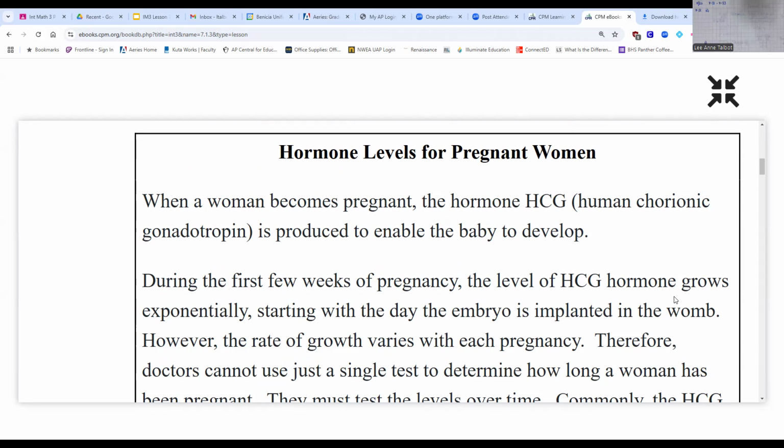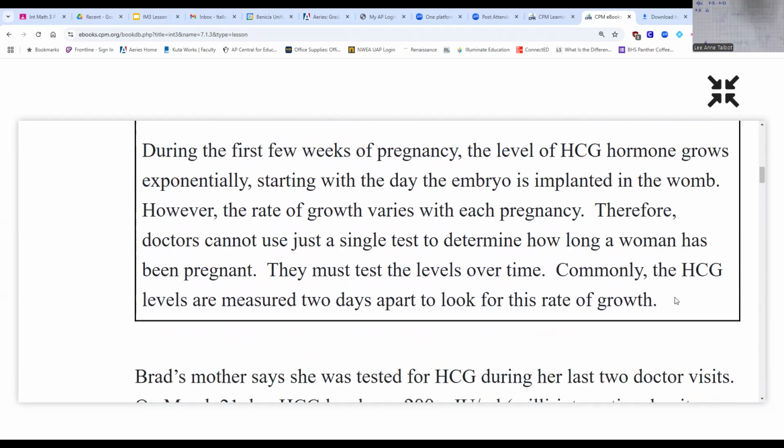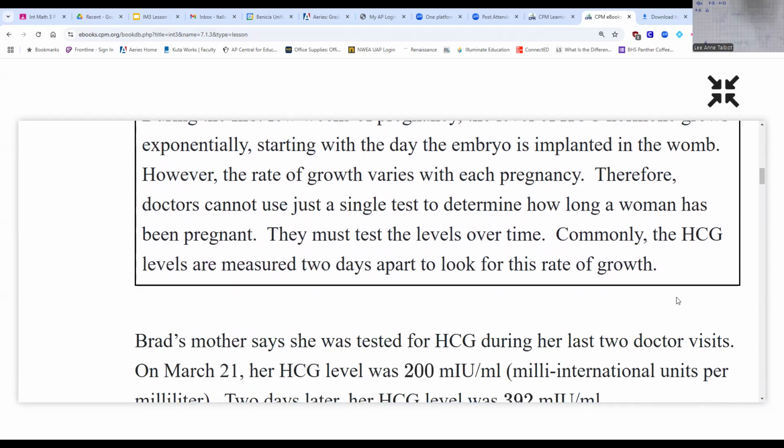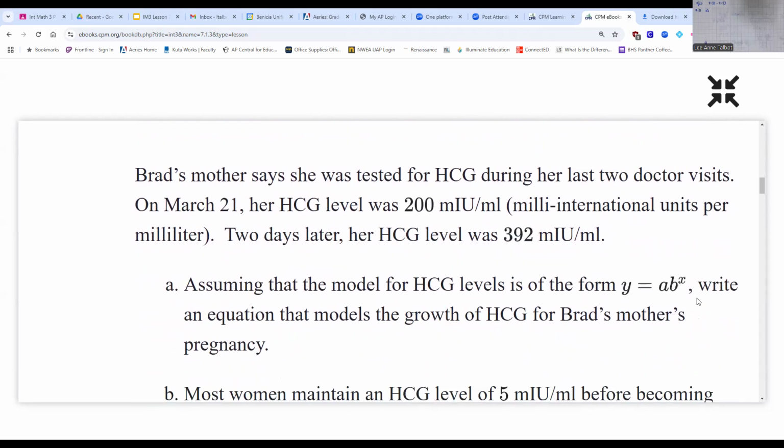However, the rate of growth varies with each pregnancy. Therefore, doctors cannot use just a single test to determine how long a woman has been pregnant. They must test the levels over time. Commonly, the HCG levels are measured 2 days apart to look for this rate of growth. Brad's mother said she was tested for HCG during her last 2 doctor visits. On March 21st, her HCG level was 200 milli-international units per milliliter. 2 days later, her HCG level was 392 milli-international units per milliliter. Yeah, I don't have the whole nursing degree over here, just math.